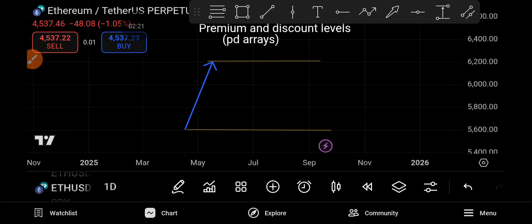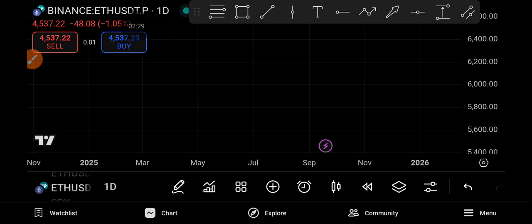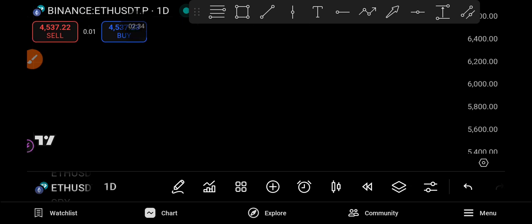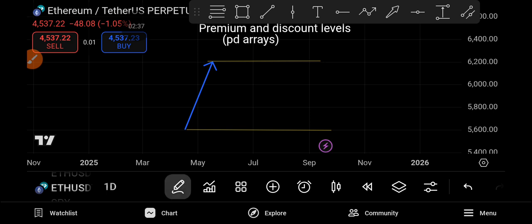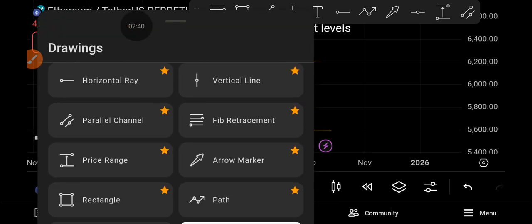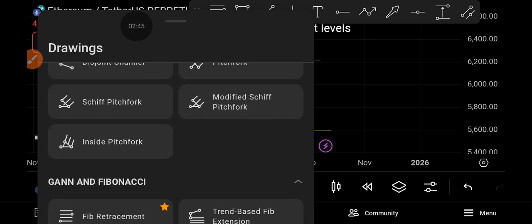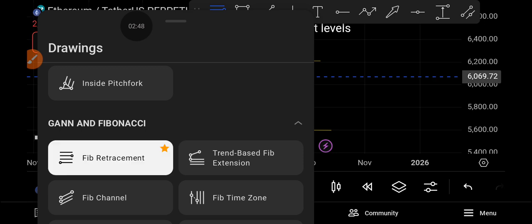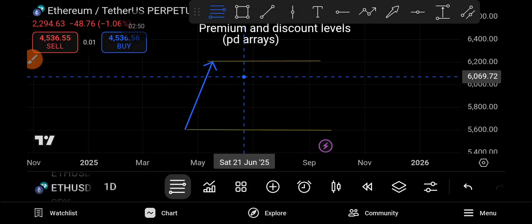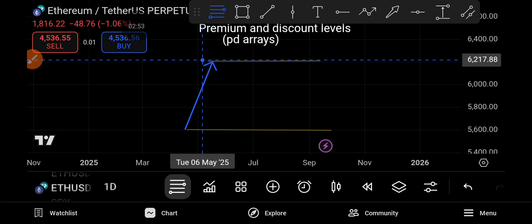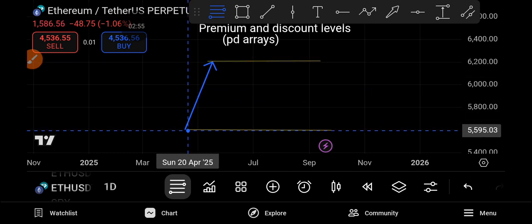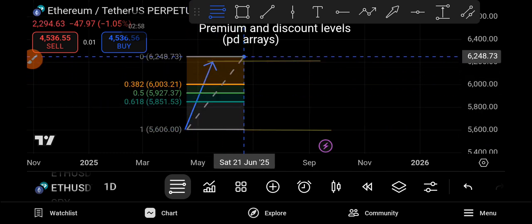Okay, what are premium levels? Premium levels are these levels above 50% retracement levels. I told you last time about the Fibonacci. We have a Fibonacci retracement tool, which we use to measure these. We always use a fib to measure these points. You will come and drag it from here, in this way.